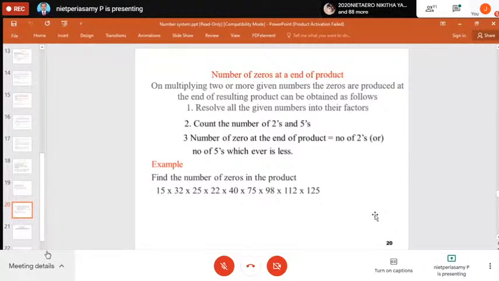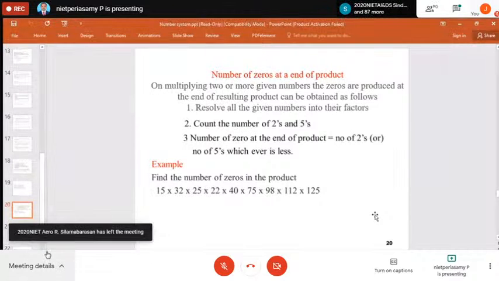Okay, next, number of zeros. This is the last topic: number of zeros at the end of the product. Suppose some numbers are given, and you multiply all the numbers. In that resulting number, how many zeros appear at the end of the product? That can be calculated by using a shortcut method.